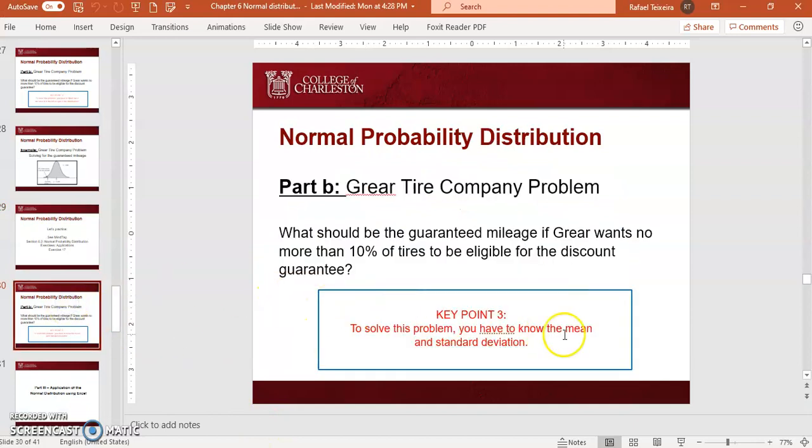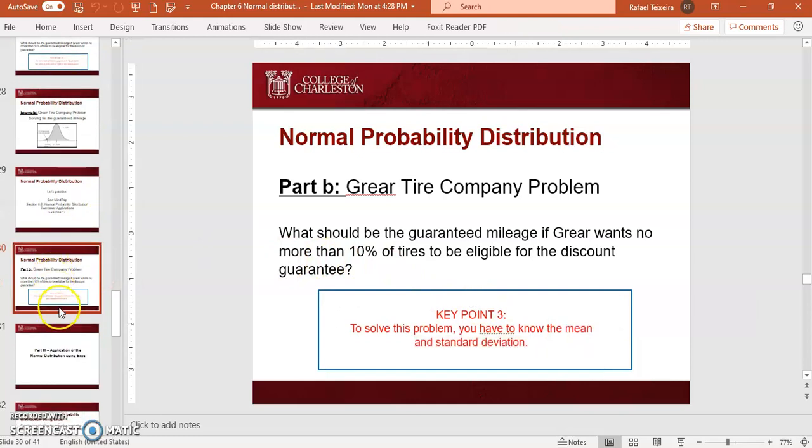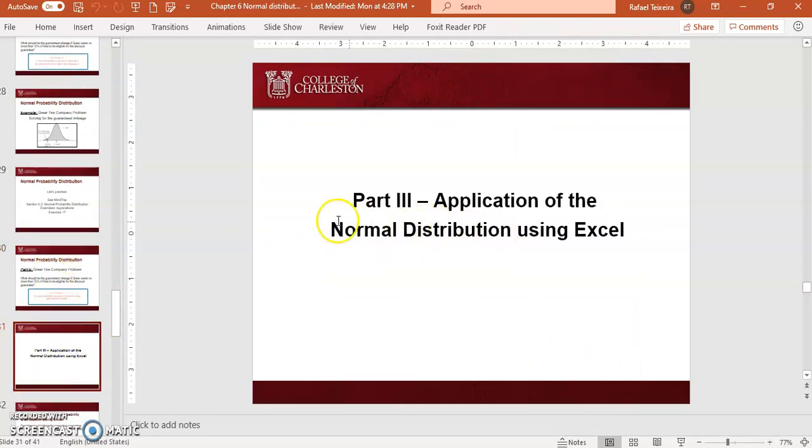To solve this question, again, you have to use the mean and standard deviation. You learned that in chapter 3. In the next video, I'm going to show how to use Excel to solve these problems.